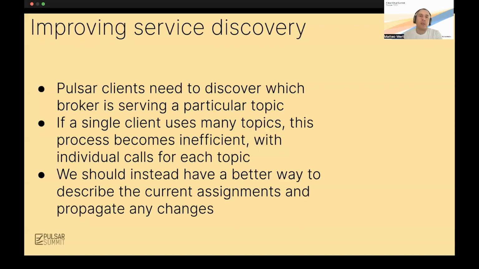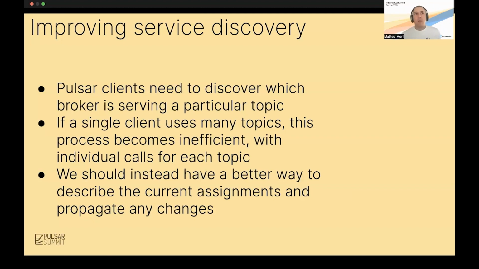For service discovery, we're talking about topic lookups. Each Pulsar client needs to know which broker is serving a particular topic. But if your Pulsar client is using many topics, that means it is making individual calls for each of these topics. And in many cases, this is redundant because the broker will acquire the ownership in blocks, and we can do much better there, making a single call and giving you all the ownership, for example.